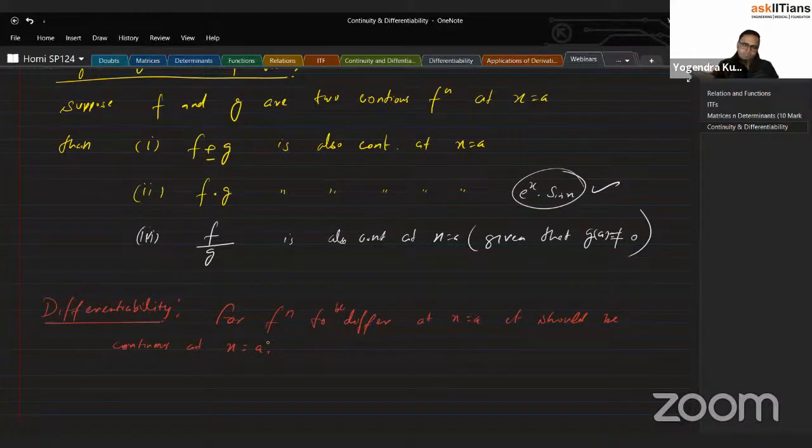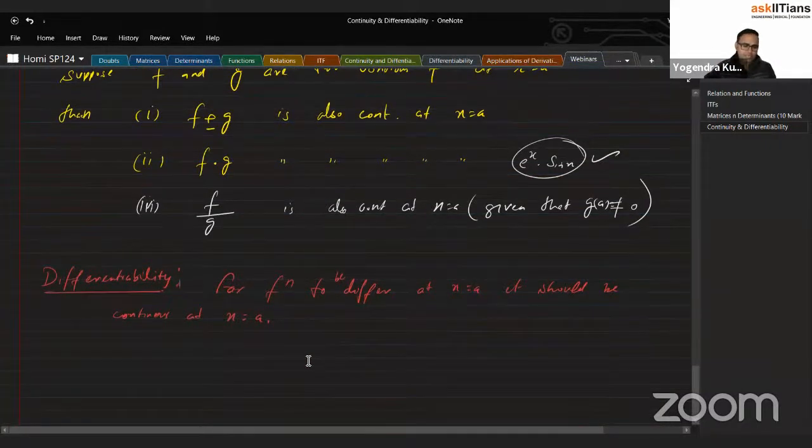So when a function is given as differentiable at a point, you should apply continuity also. CBSE can ask many questions based on that, and it is not that difficult at all. Keep in mind that if it is differentiable, it is continuous also at that point. So we call it left hand derivative and right hand derivative, and LHD at x equals a should be equal to RHD at x equals a.